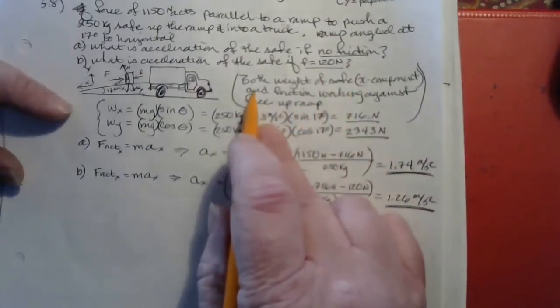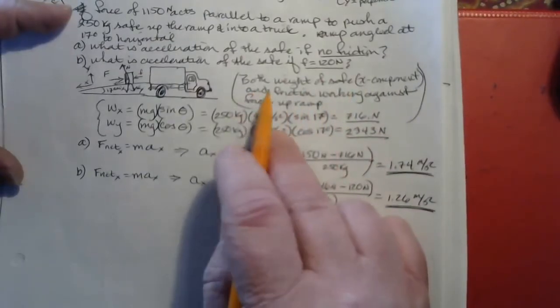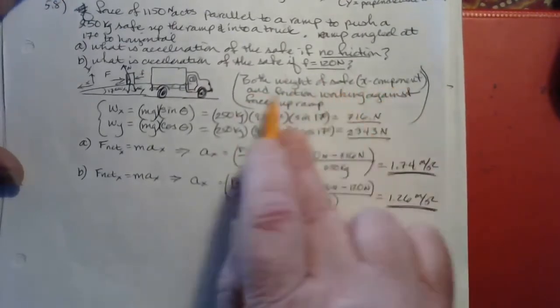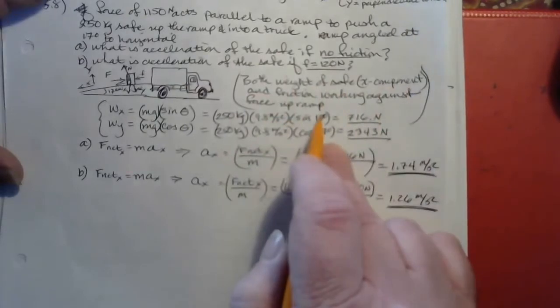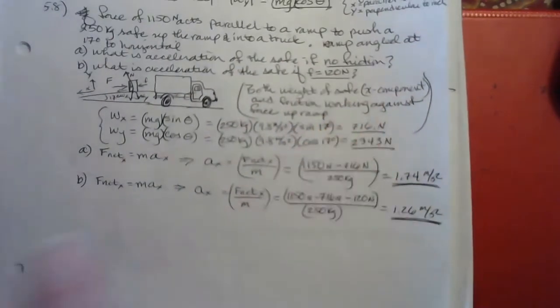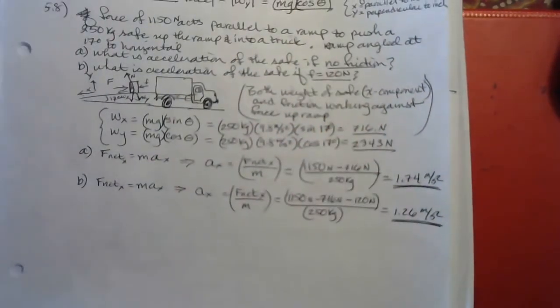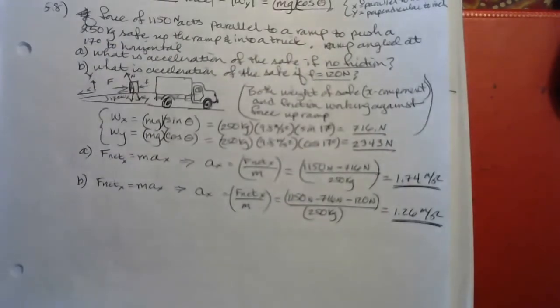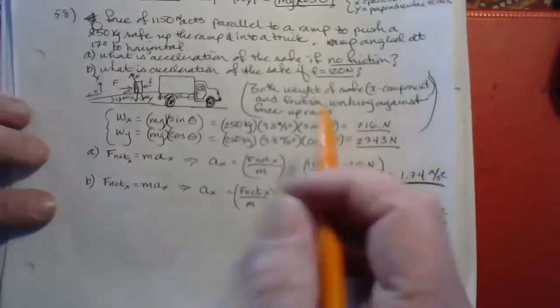Okay, in this case, this is a little bit different from the skier, because in this case, both the friction and the X component of the weight are working against the motion, because we want the motion to be up the ramp this time, not down the ramp. So we're trying to push it up the ramp. The X component of the weight wants to push it back down the ramp, and friction is resisting whichever direction we want to push it in. So friction is pushing down the ramp also.